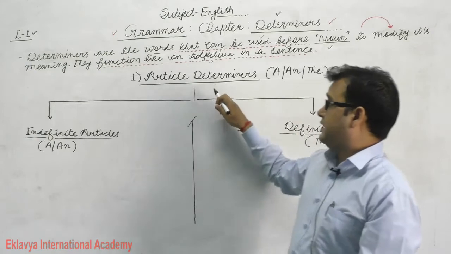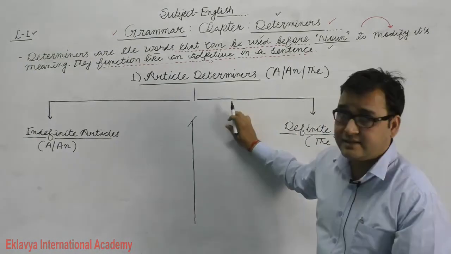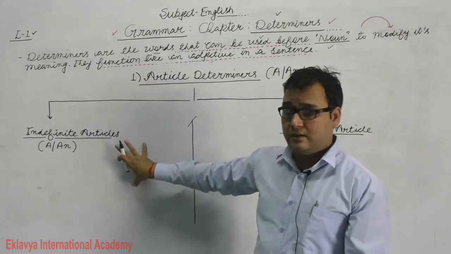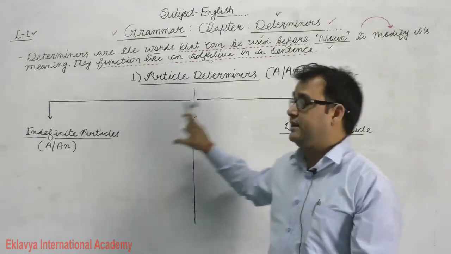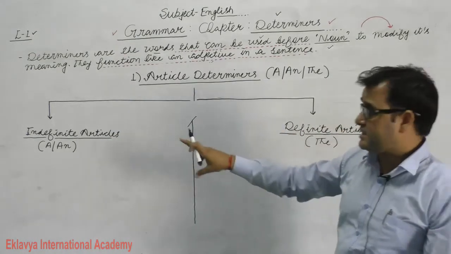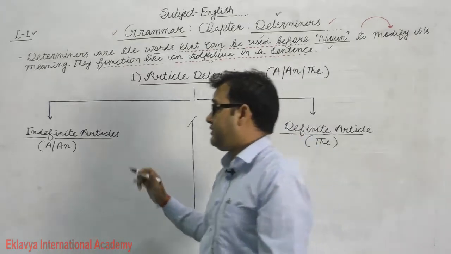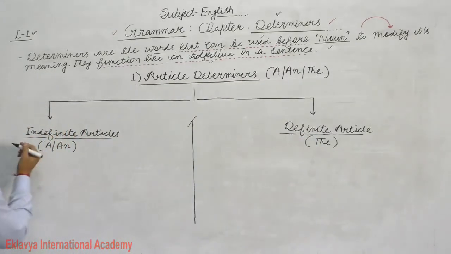Okay, article determiners can be divided or classified into two sections. The first one is indefinite article and the next one is definite article. So let's have the indefinite one. Okay, we have a or an article here.